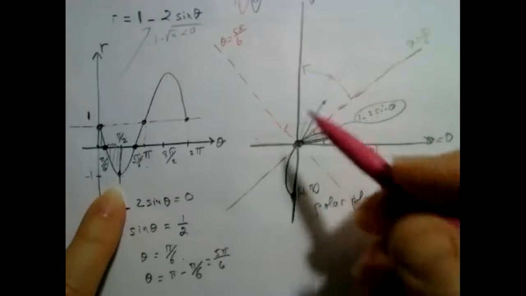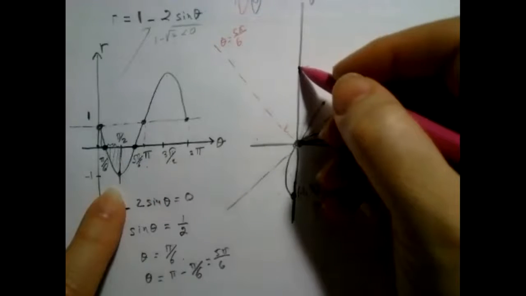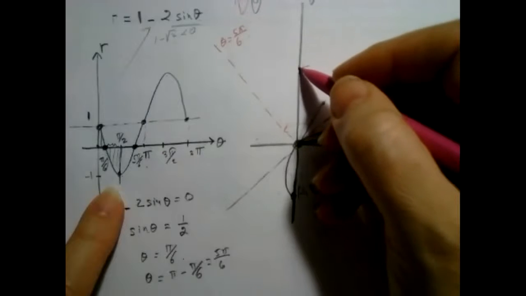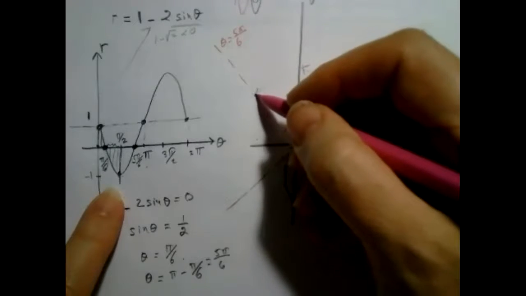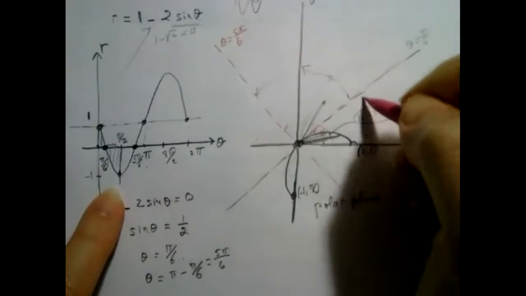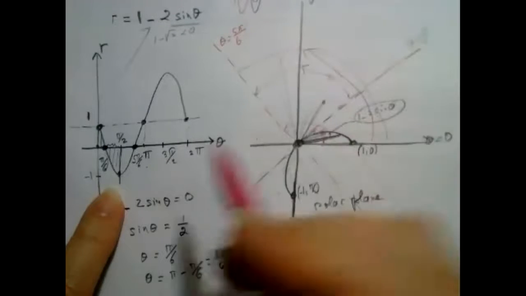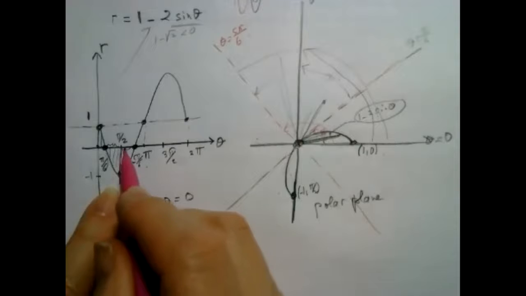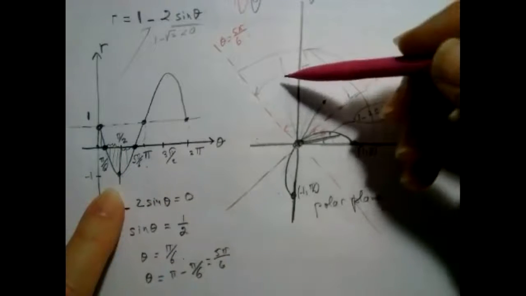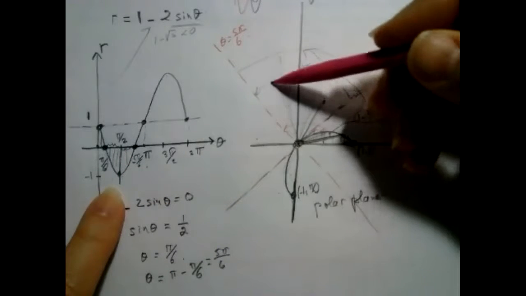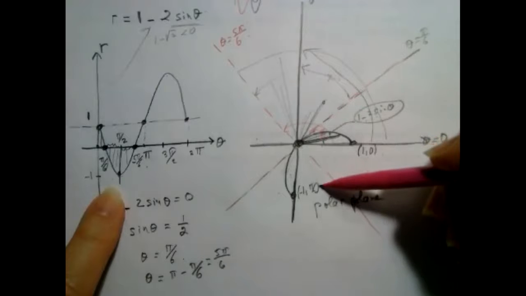Now we keep going. Between pi over 2 and 5 pi over 6. That's pi over 2, 5 pi over 6. So theta goes from here all the way to here, so it takes those values. Again, my R is negative. It means my graph is not going to be here. My graph is going to be totally opposite, right there.